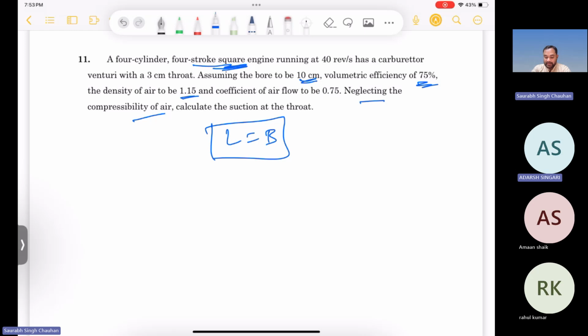compressibility, we have to find the suction at throat. Suction means pressure difference. So we have to find the pressure difference. And how do we find the pressure difference? It is simple. How do we find that?